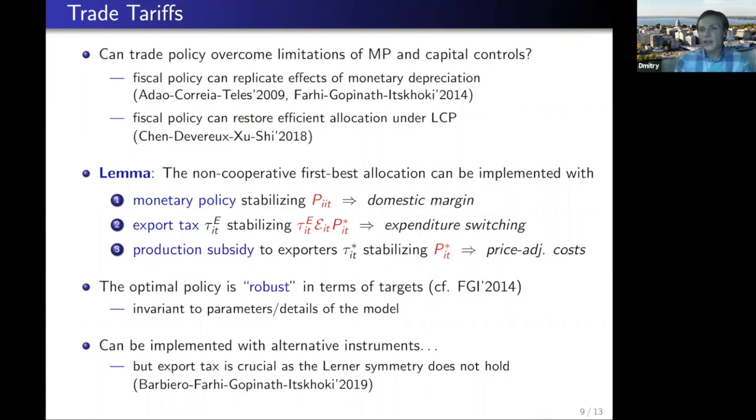And there's a nice property here. It turns out that, again, you can formulate the optimal policy in terms of observable, robust targets, right? So you need to stabilize domestic prices, you need to stabilize export prices in producer currency, and you need to stabilize exporters' marginal costs in dollars. But in the end, I think this is more of a theoretical result, a theoretical curiosity, while we don't really see state-contingent tariffs in practice, right? So it's hard to believe that these instruments can be used to improve the allocation in the real world.